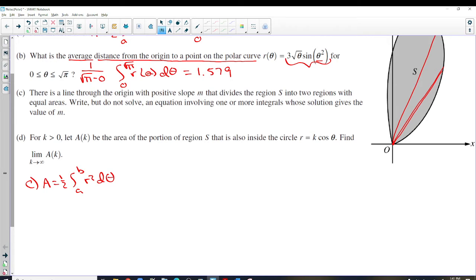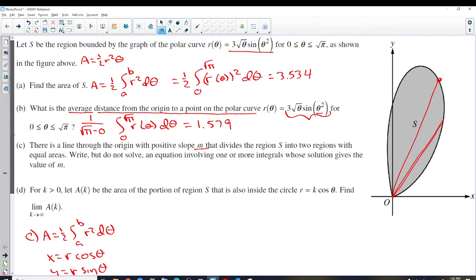Other tools you have are x equals r cosine θ, y equals r sine θ, and the one we're going to use here that's completely not obvious is tangent of θ equals y over x. That comes from right triangle trigonometry: opposite over adjacent, y over x. There's a line through the origin with positive slope m that cuts this area in half. The slope of that line happens to be y over x.